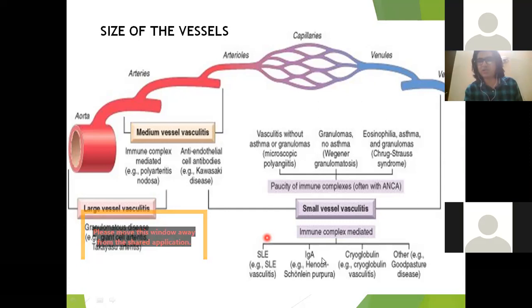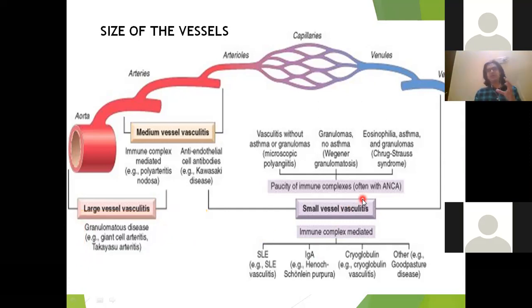In Henoch-Schonlein purpura, IgA immune complexes are formed, and it typically occurs after an upper respiratory tract infection. After the upper respiratory tract infection, IgA antibodies are formed against the pathogens, and then they form immune complexes. It also causes a renal disease called IgA nephropathy, and it causes a vasculitis called Henoch-Schonlein purpura.